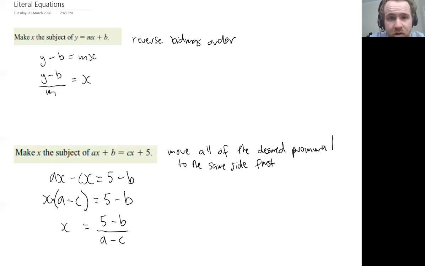So this is a bit of a tricky one. Let's just go over the steps. Get the desired pronumeral on the same side. So we've got x's all on the left, no x's on the right. We then had to factorize to get x separated out from the other pronumerals. And then once we'd factorized, we could divide by those terms in the brackets to move it across and just leave us with x on the left-hand side. So now x is the subject of that equation.